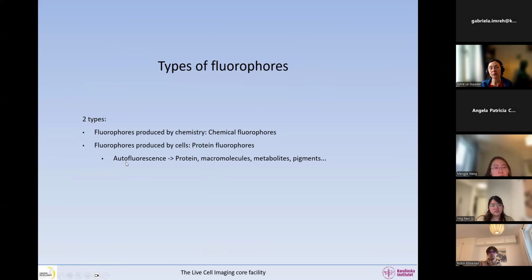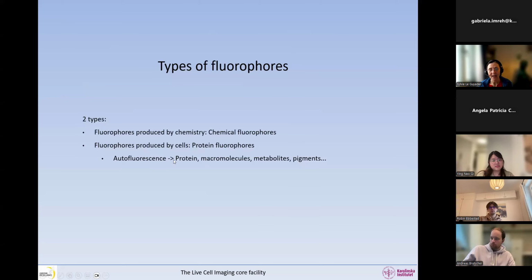And of course, we have also autofluorescence, and that can be just anything. It's inside the cells, inside the tissue. It could be due to proteins that fluoresce, macromolecules that fluoresce, metabolites, pigments, anything you want. So autofluorescence is also there. But the fluorophores that we are using are either chemical fluorophores or protein fluorophores.